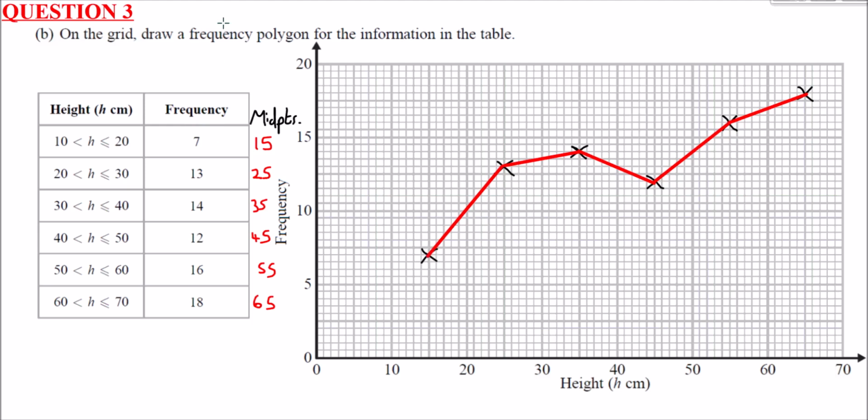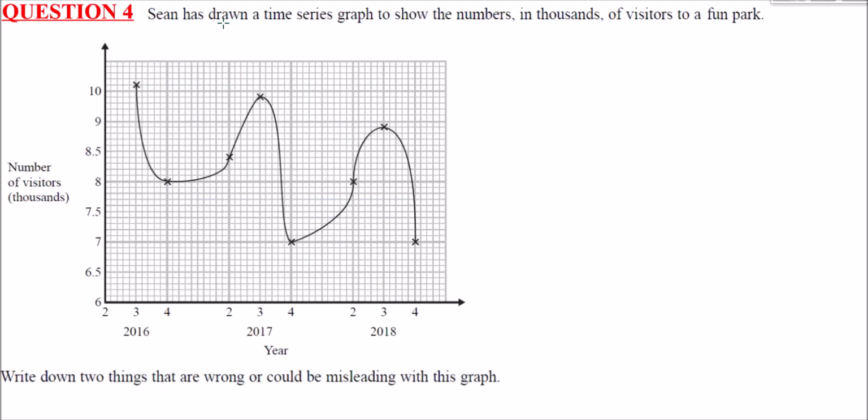So question 4. Question 4, Sean apparently has drawn a time series graph to show the numbers in thousands of visitors to a fun park like so. So this is a very strange graph indeed, and we have to write down 2 things that are wrong or could be misleading with this graph. Now importantly, you need to be confident that there's often going to be more than the number of things you need to list. Here you could list several.